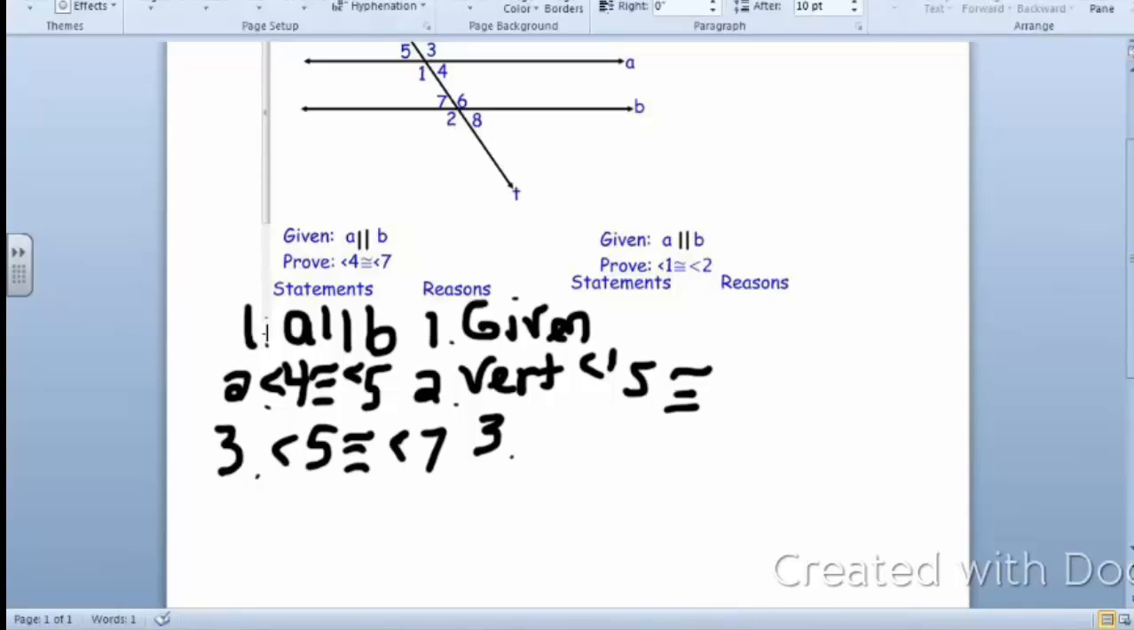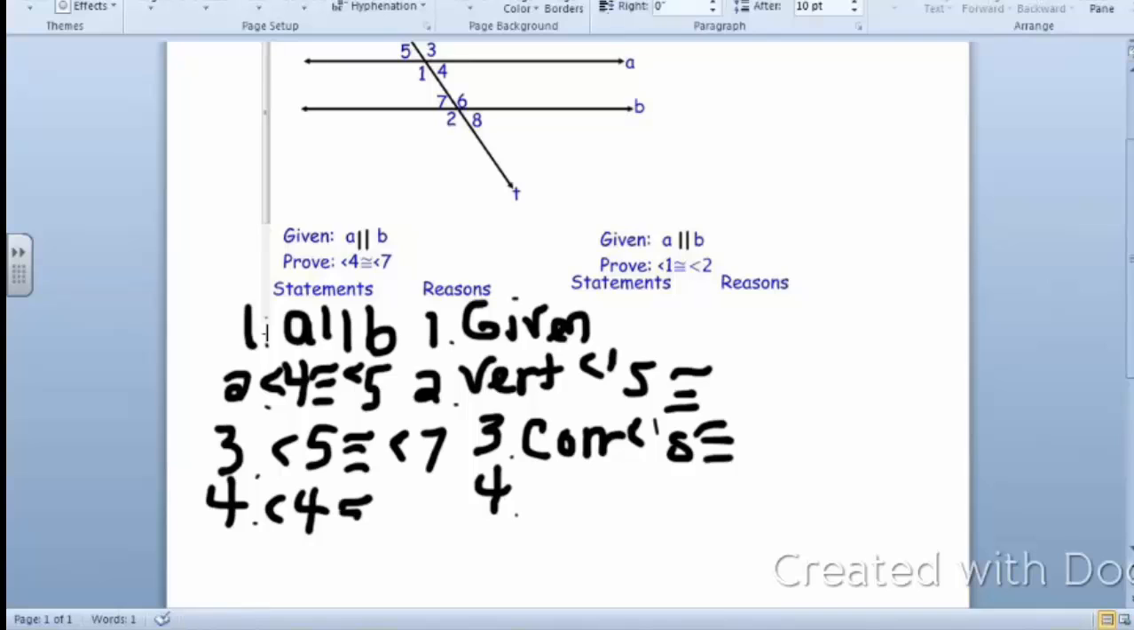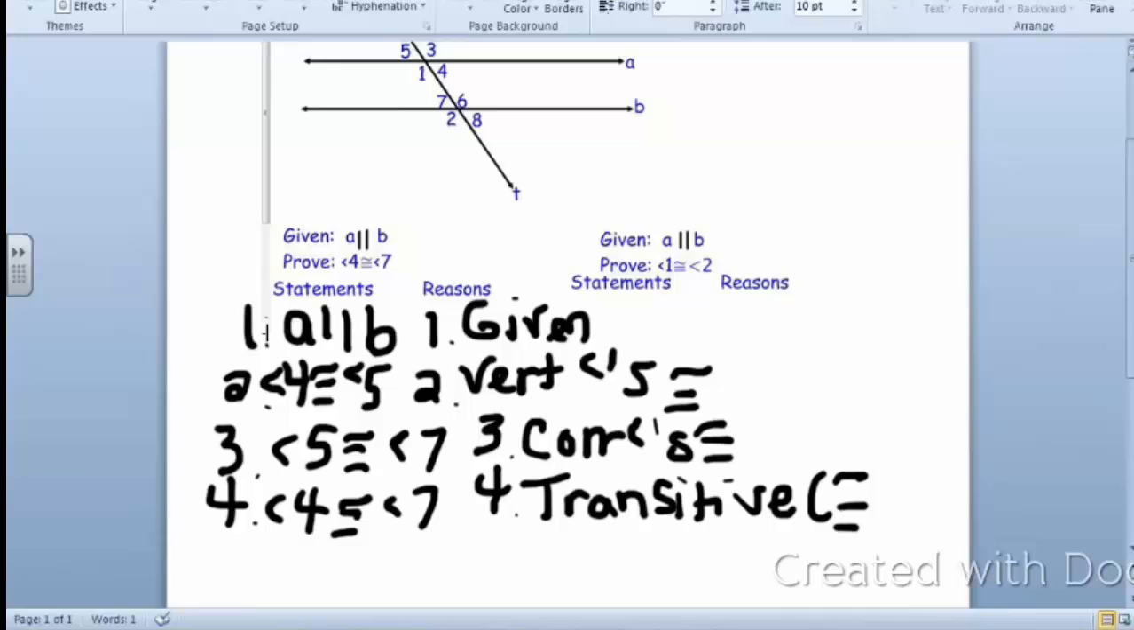5 and 7 are corresponding angles, so we have corresponding angles congruent. And now we're going to say if 4 is congruent to 5 and 5 is congruent to 7, then angle 4 is congruent to 7. And we have a property from algebra we use, it's called the transitive property of congruence. And that's it for the first one.